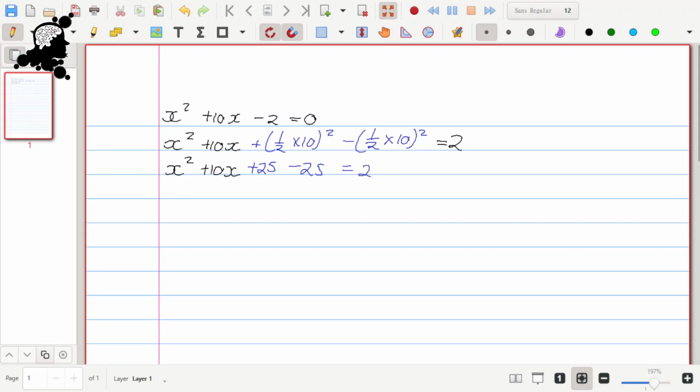Now you would remember that we said we do not want a scenario where we cancel this out, because it's going to lead us to exactly the question we started off with. So what we want to do is take negative 25 to the other side so that we make sure that we remain with a trinomial. So x squared plus 10x plus 25 is going to be equal to 2 plus 25. Now when I look at the trinomial on the left hand side, I can factorize this. So I'm going to open two brackets here, and this is going to be equal to 27.